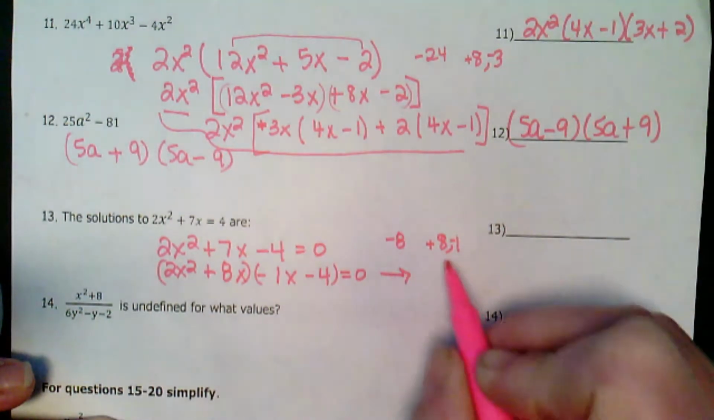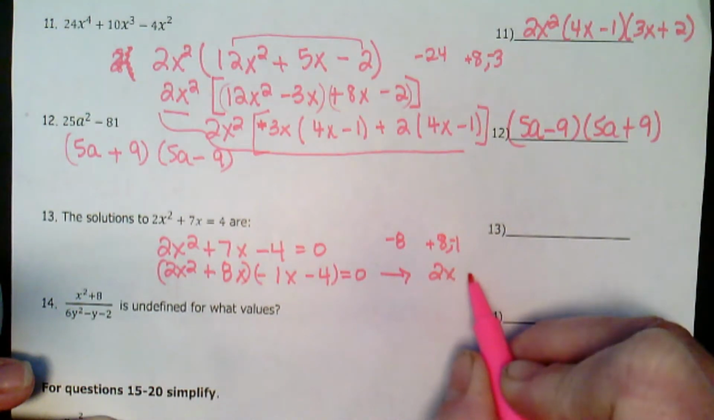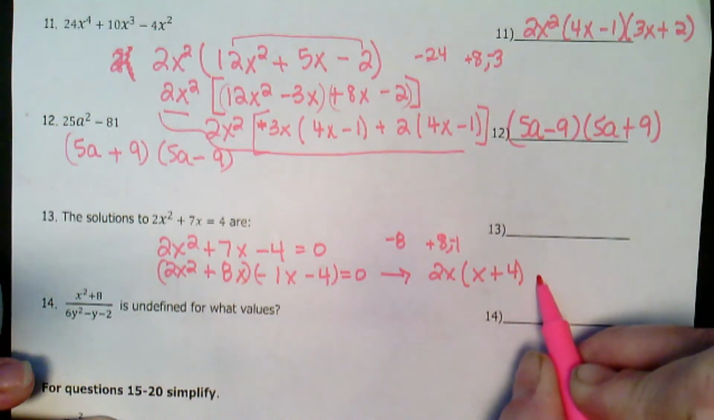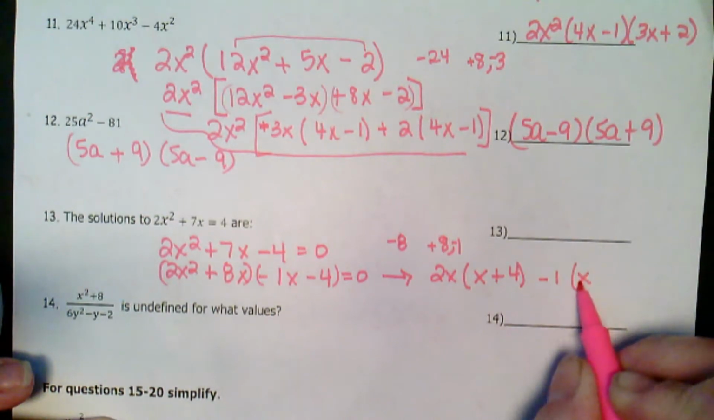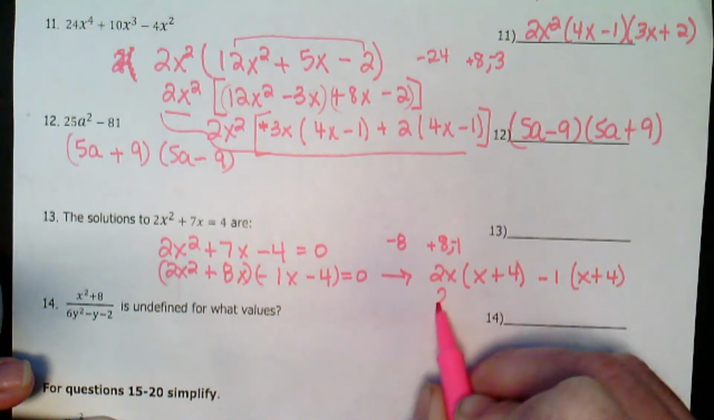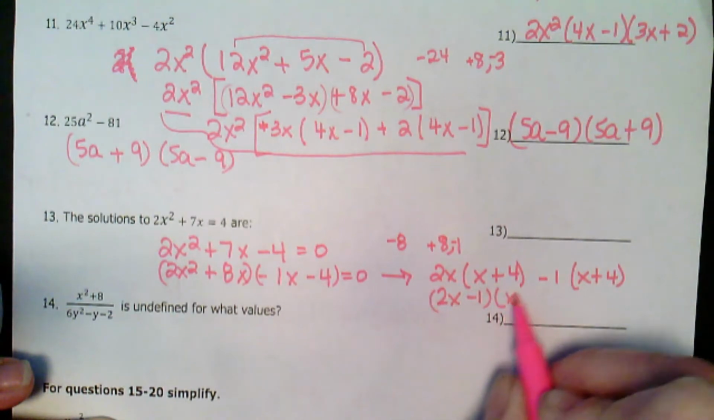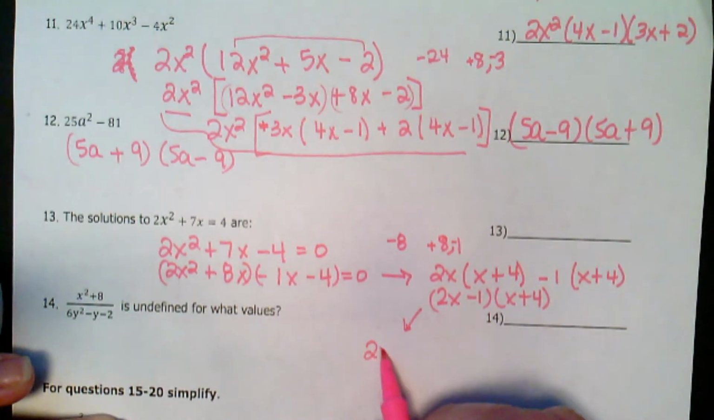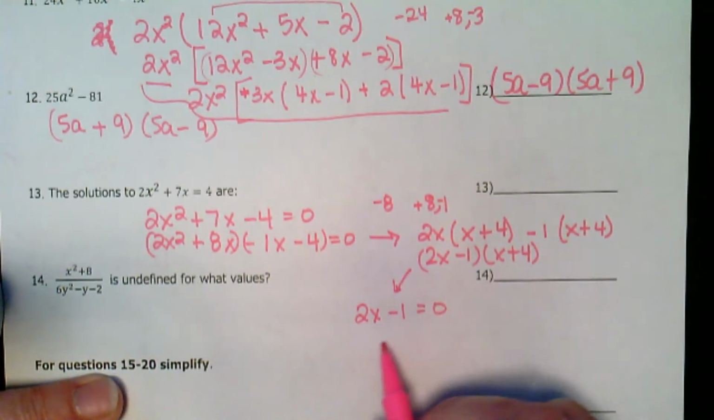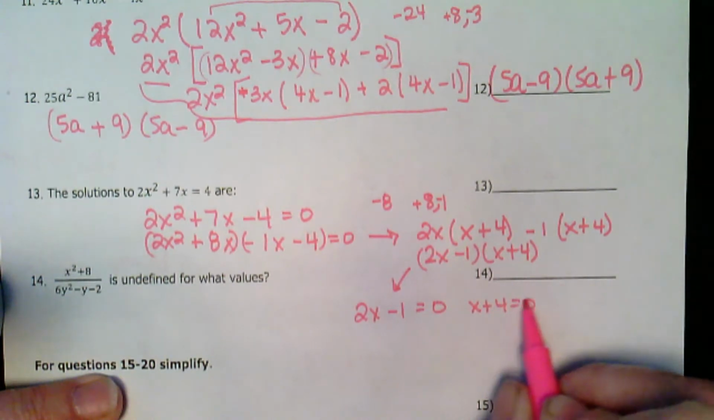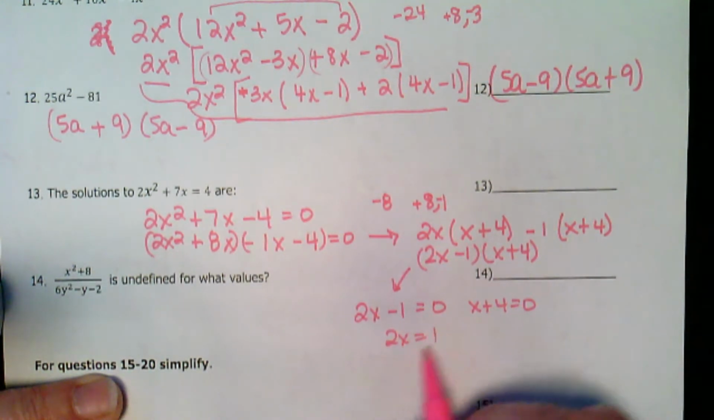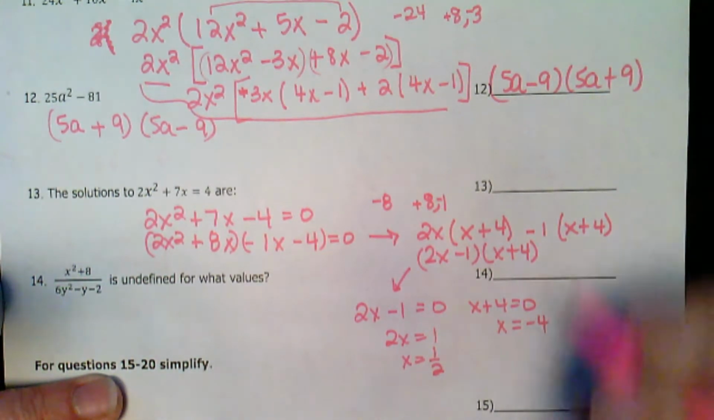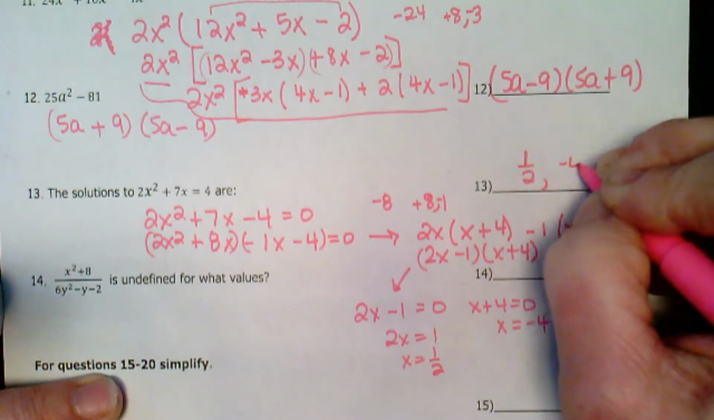I'm going to move over here. I could take a 2x out of the first term, and I'm left with x plus 4. I can take a negative 1 out of the second term, and I'm left with x plus 4. So I have 2x minus 1 and x plus 4. We want to set those to 0. So moving down here just to be able to solve this. When I solve this one, I get x is a half, and when I solve this one, I get x is a negative 4. So our answer is a half and negative 4.